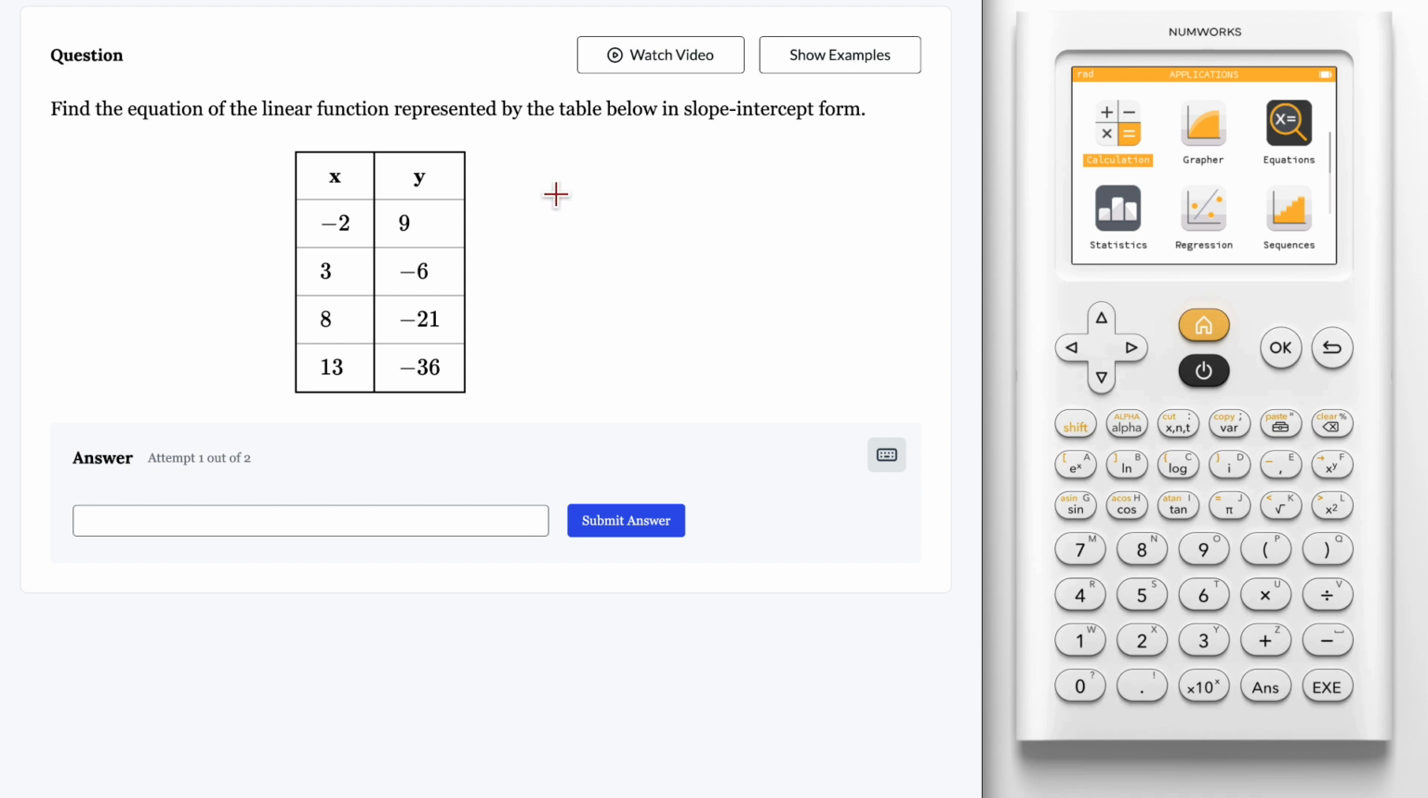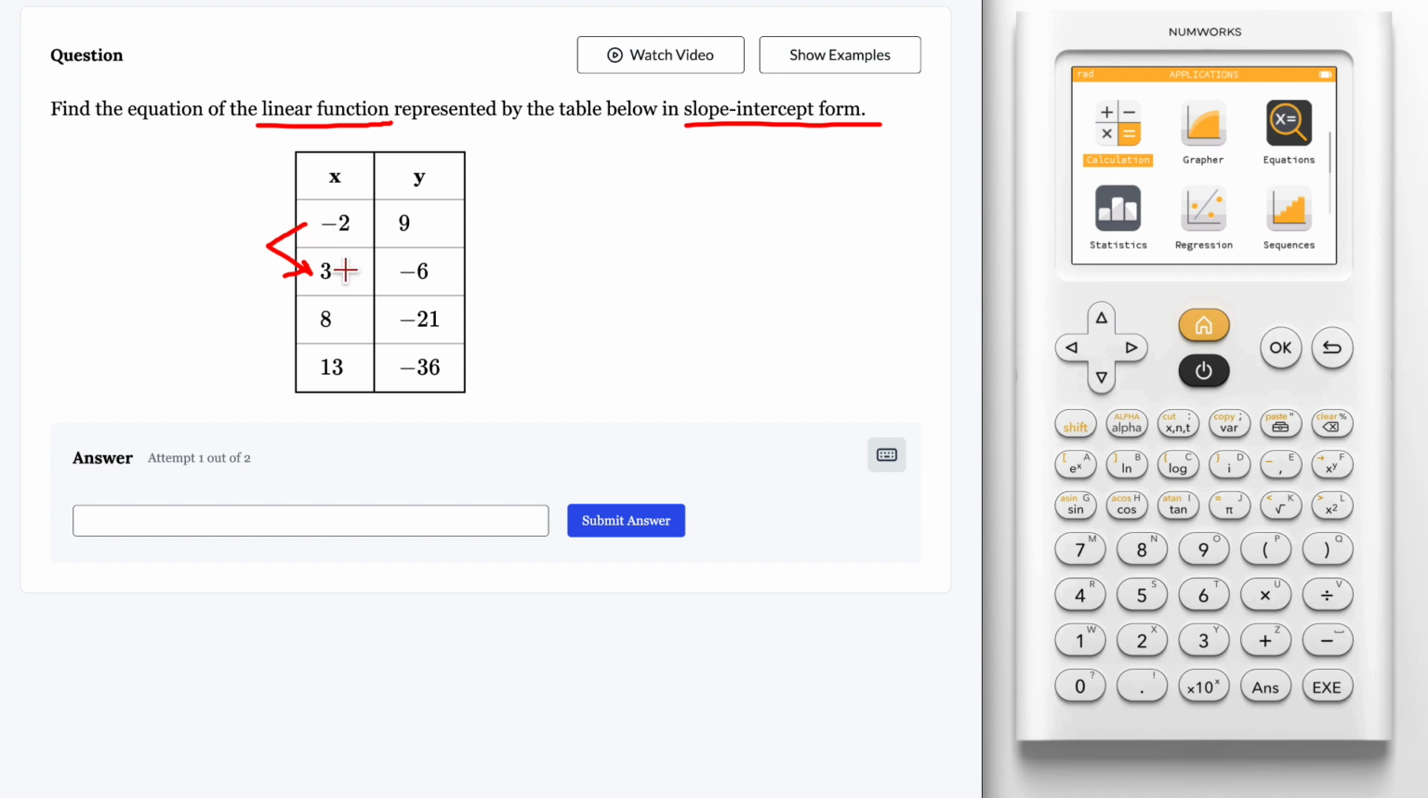We're going to look at this table. We're going to write a linear function in slope-intercept form again. So this is a little different in that we're not just going from 1 to 2 and 2 to 3, 3 to 4, but the separation of our x values is different. So let's look at this from -2 to 3.